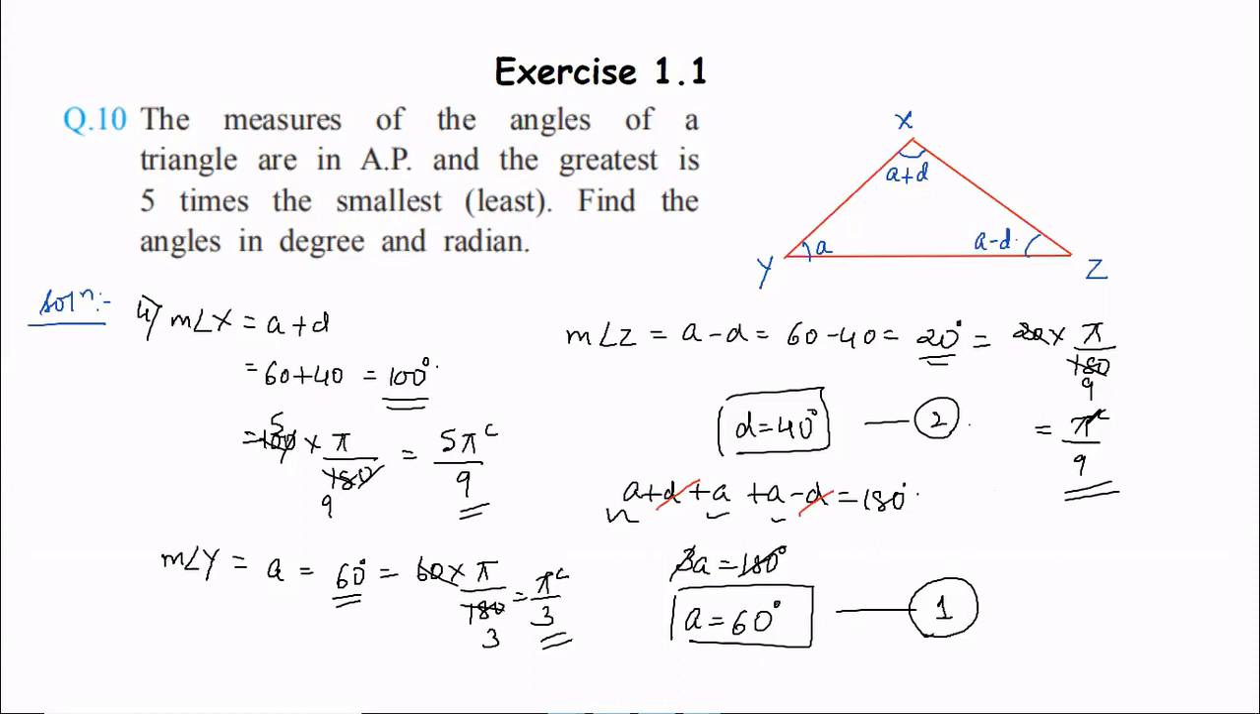Okay. So that's the answer for this question. We have got the angles for all three, X, Y, and Z, in terms of degrees as well as radians. You can note it down. We'll move to the next question.